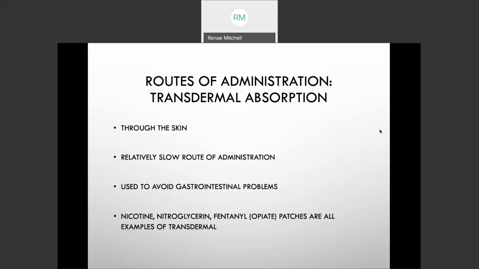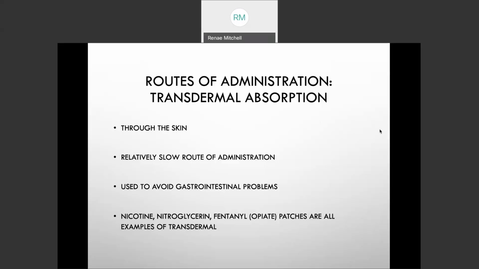Another route of administration of drugs is through the skin, so transdermal absorption. This is a relatively slow rate of administration. It has to get through the skin to get into the bloodstream, the capillaries that are subcutaneous. A benefit of this type of administration is it avoids gastrointestinal problems because the drug does not have to move systemically through the digestive system. Nicotine patches, nitroglycerin patches, fentanyl, which is a type of opiate, those are all examples of transdermal absorption.